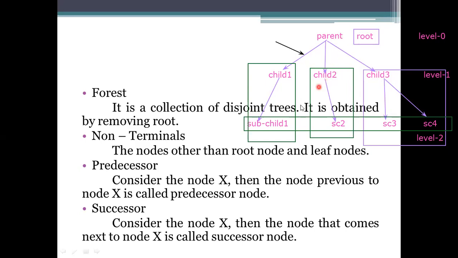Non-terminals means the nodes we are representing other than the root node and the leaf nodes. Leaf nodes are the nodes which do not have children, and the root node is the top one. The remaining ones can be specified as non-terminals. So this is the root node. Next, we don't have any child for this one, so it is considered a leaf node. And the remaining, from level 0 to level 2, the elements at level 1 will be treated as non-terminals.